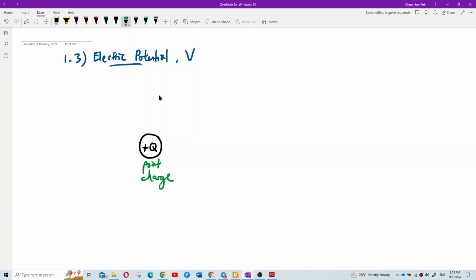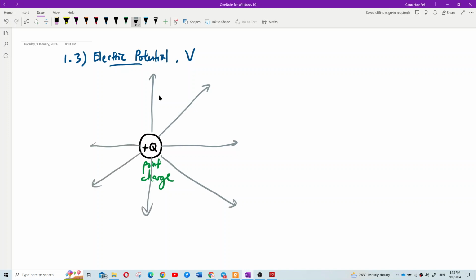What's the function of a point charge? It provides the electric field. It provides the electric field around it. Correct, right, class? It provides the electric field around the point charge. There is an electric field. Understand?